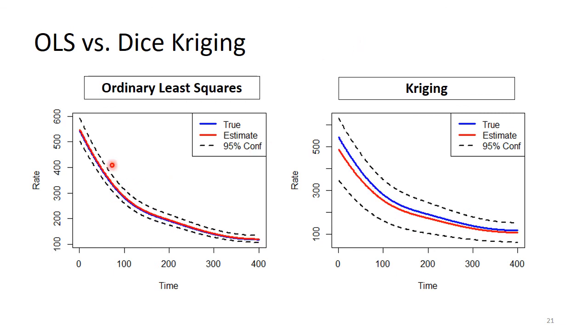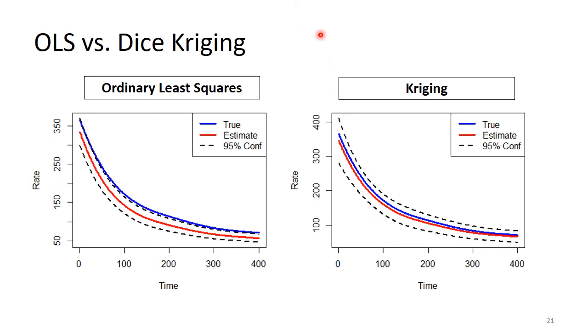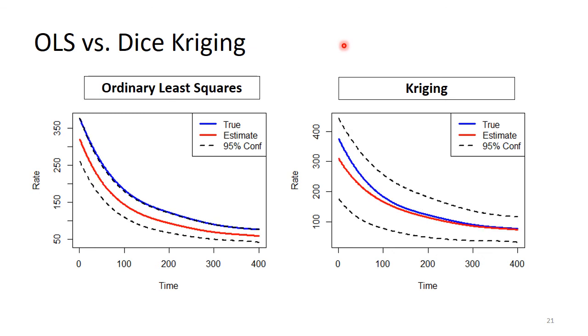You also notice, for example, that the confidence bands of the ordinary least squares are much smaller than the confidence bands given by kriging, and that's something we'll comment on in the next slide. Again, here the confidence bands seem to be very similar. Again, we get a wider confidence band, and seem to get a better estimate, etc.